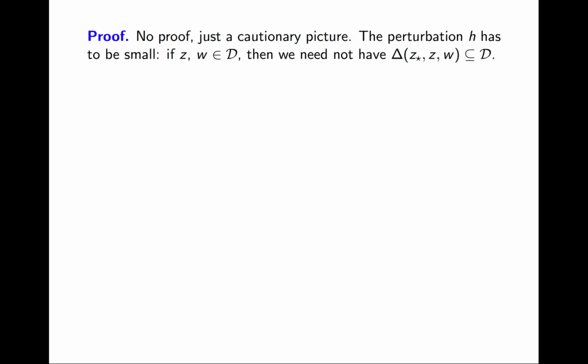We're not actually going to prove this. I'm just going to give you a cautionary picture. The perturbation h that we select really does have to be small. If you take 2 points z and w in your star domain, then you don't need to have the triangle spanned by z star, z, and w fully contained in D.